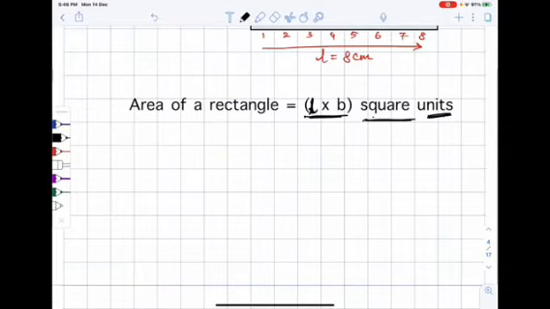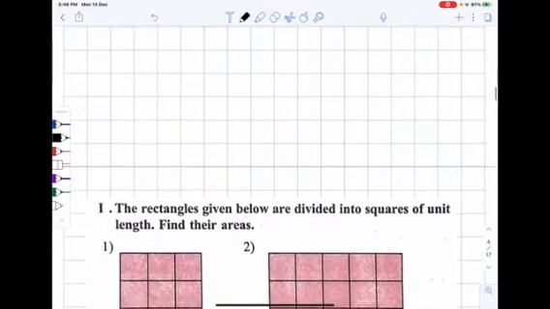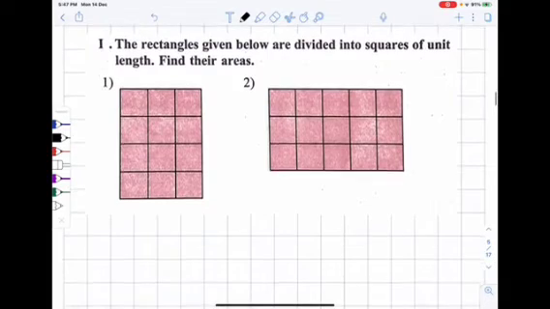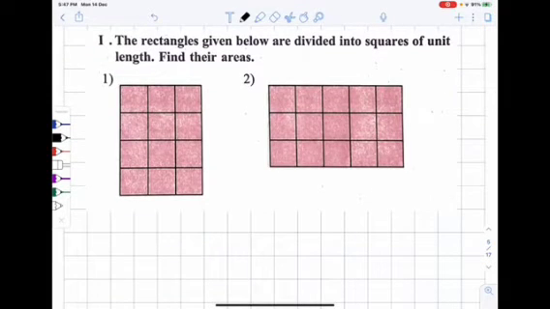Let's move on to the next set of problems to have a better understanding of the concept we have learned now. Here for practice problems, the rectangles given below are divided into squares of unit length. Find their areas.